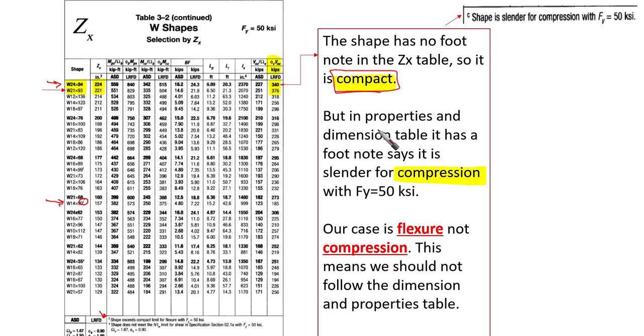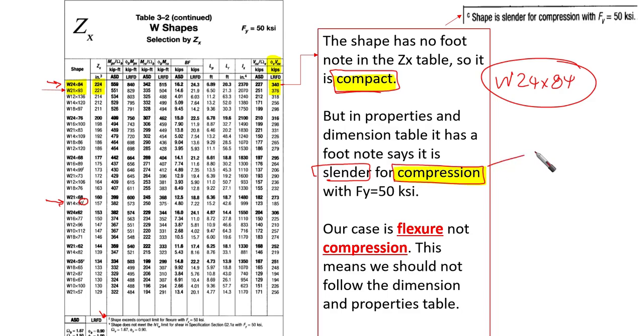Okay, but in properties, take care of this. If you go to this shape, which is W24 by 84, for example, check it please. In the dimensions and properties table, it has a footnote that says it is slender for compression. Take care. It is slender for compression, with Fy equal to 50 ksi. Our case now is flexure, not compression. If we were taking this shape as a column or compression member, then it would be slender and we would not use it. But our case is not compression, it is flexure.